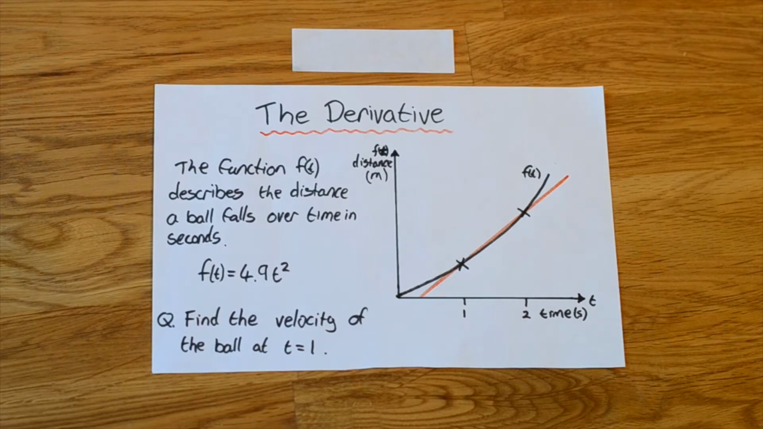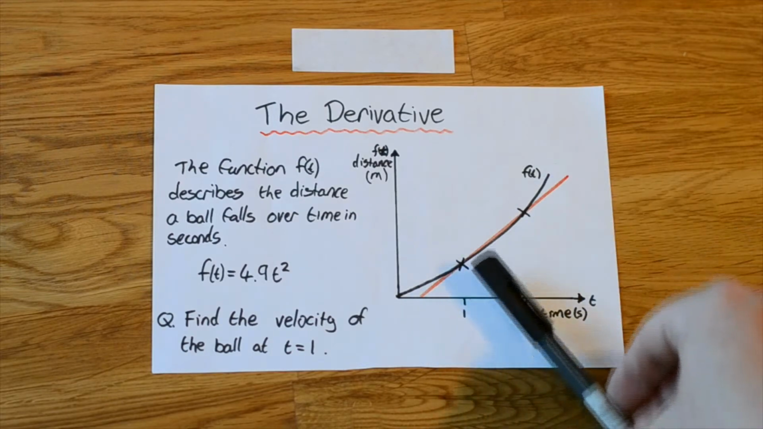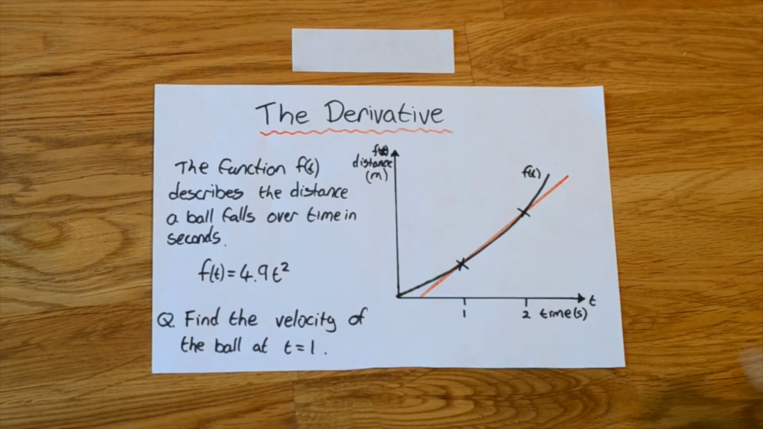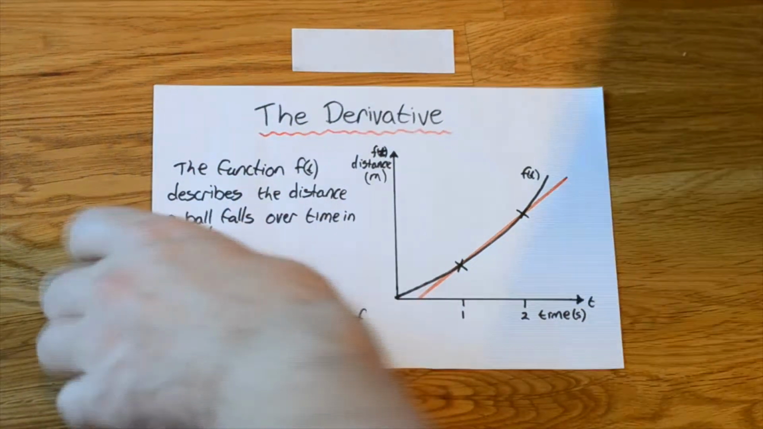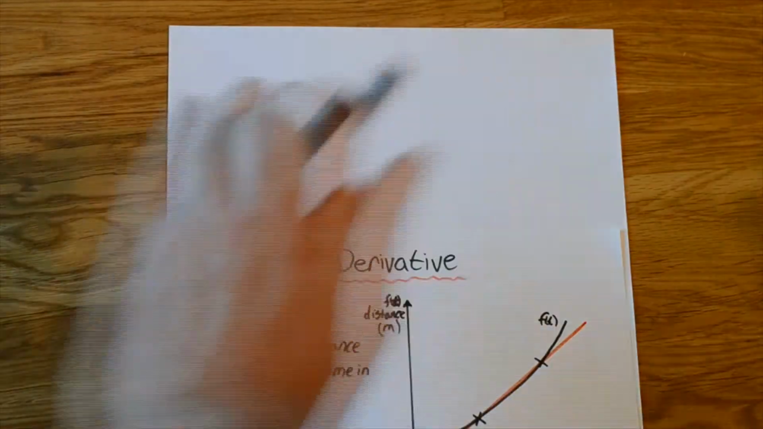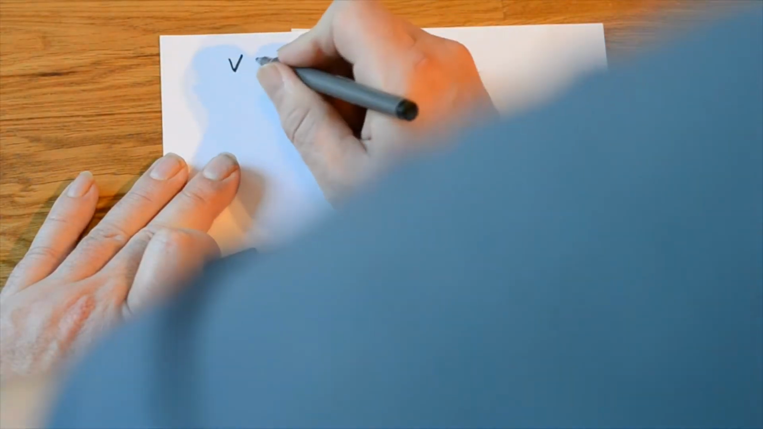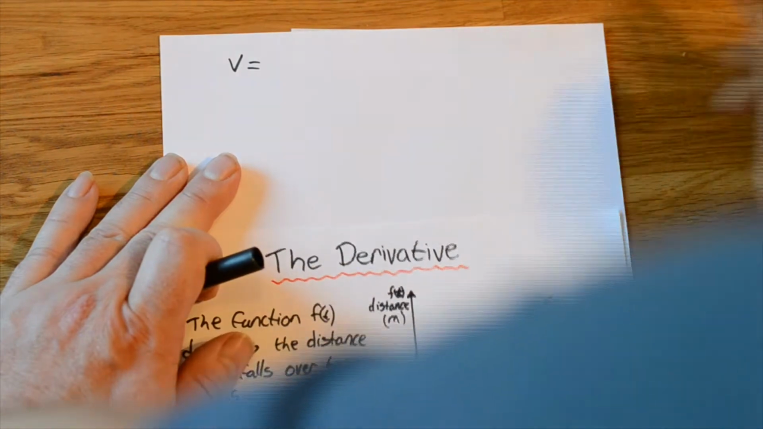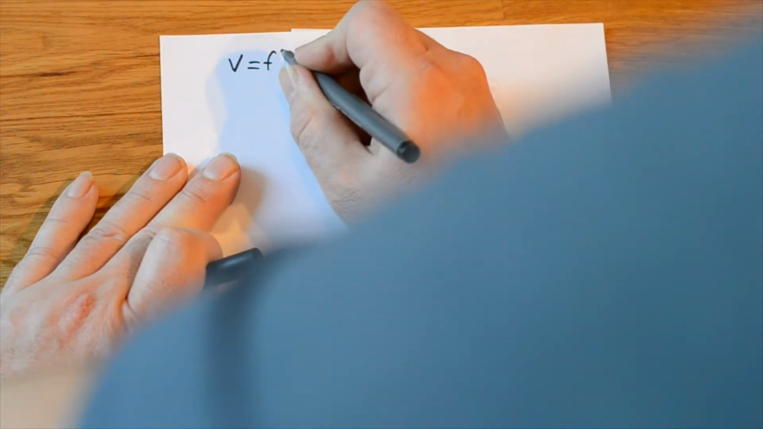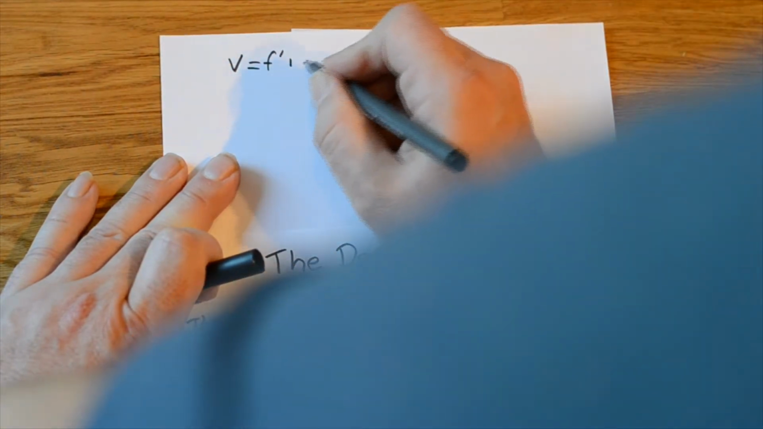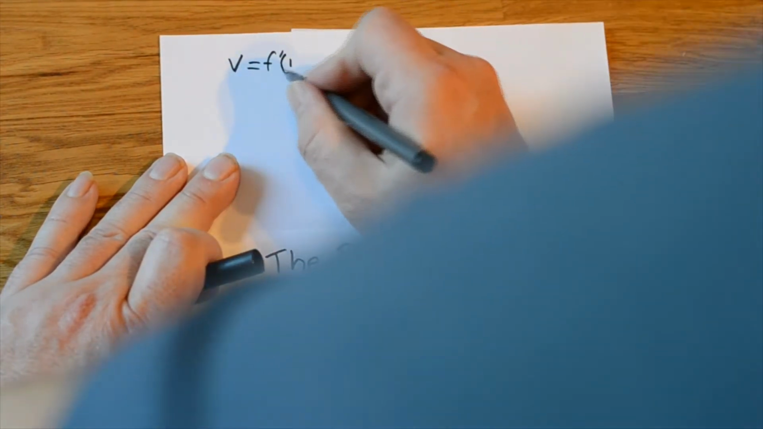There's going to be a few different ways to do this. We have a secant line drawn here. We can calculate the value of the distance that it's travelled at this point. We can calculate how far it's travelled at 2 seconds and then calculate it. So, the velocity is going to be equal to the derivative of the function. We denote the derivative with this symbol here when t is equal to 1.